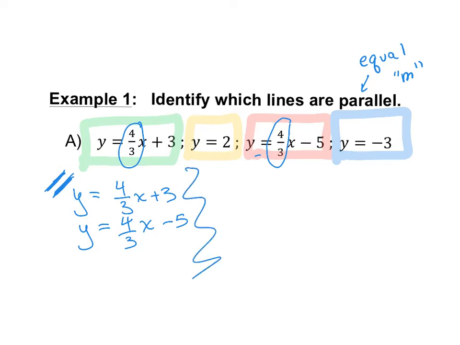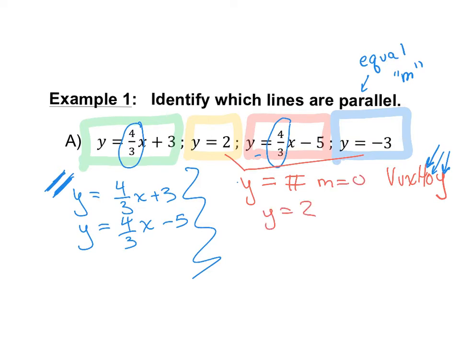The other lines, y equals 2 and y equals -3, if you remember that saying, if it's y equals, it's horizontal, which means its slope is 0. Y equals equations are horizontal lines. Y equals a number is horizontal, which means the slope is equal to 0. So y equals 2 and y equals -3, those two lines are parallel to each other.